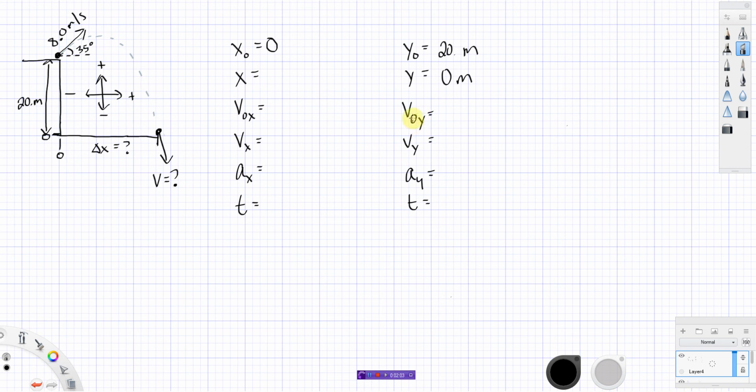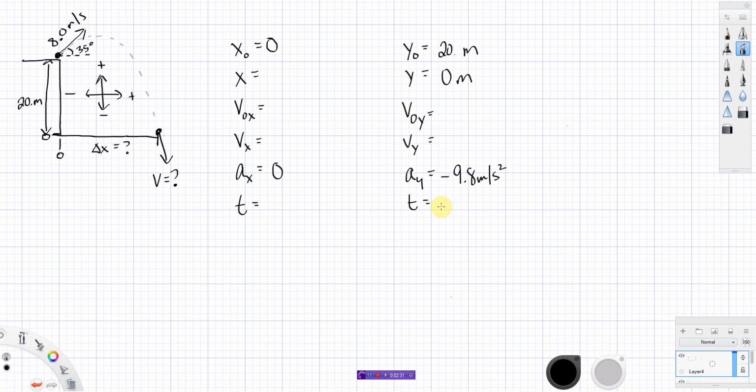Okay, so other things I know. Well, this is a projectile motion problem, so I already know that the acceleration in the x direction is 0 and the y direction is the acceleration of gravity. I know that's 9.8 meters per second squared. I need to decide if that's negative or positive. Well, I've decided that down is negative, so since the acceleration of gravity is always down, this is negative 9.8 meters per second squared.